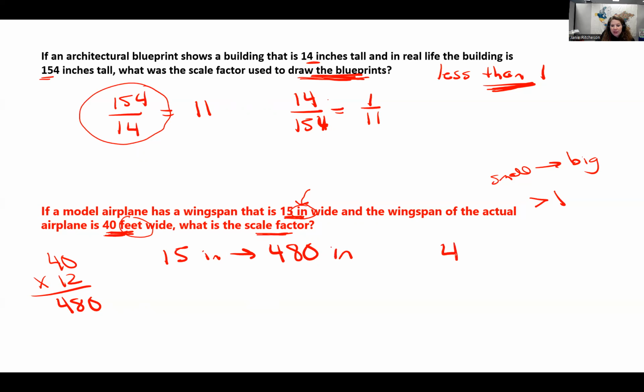How much bigger is 480 than 15? To get a number bigger than 1, our big number has to go on the top. It has to be greater than 1. So 480 divided by 15 is 32. Our scale factor is 32. In other words, our big plane is 32 times bigger than our model airplane.